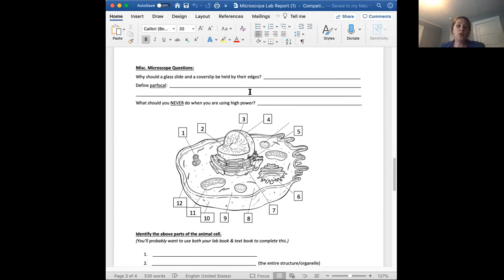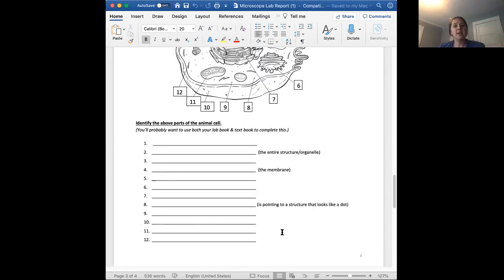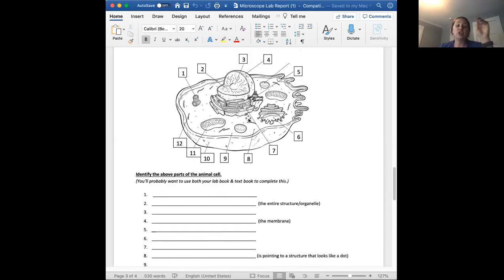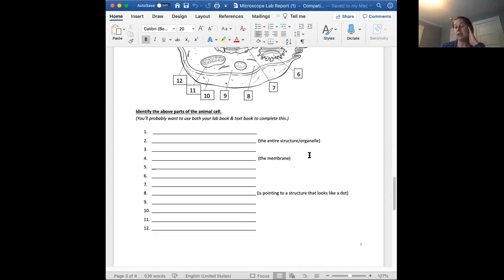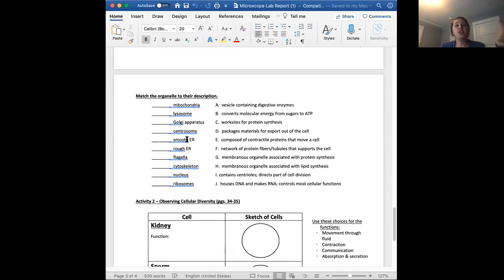Miscellaneous microscope questions, these you should be able to find in your lab. When you're identifying the parts of the animal cell, you might be able to find that in lab, but you should definitely be able to find all of the answers here in your textbook. And if you have any questions about particular organelles or what you're looking at, let me know and we can review it. Then you're going to match the organelle to their description. A lot of this is going to come from your textbook.